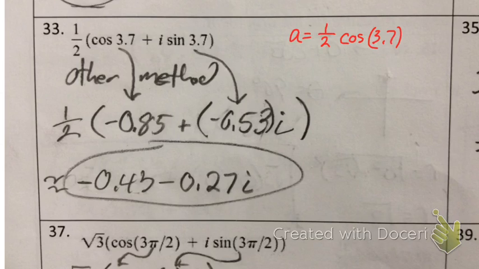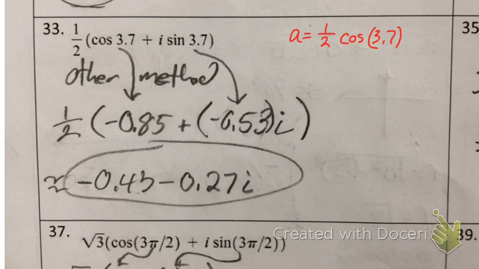I assume that's what the problem was. It was just the methods rounded at a different place. Okay, how did you get negative 0.85? I took the cosine of 3.7 and got radians. Oh, that might have been the big issue too, radians. There's no degree symbol. These are in radians. Okay, there we go.